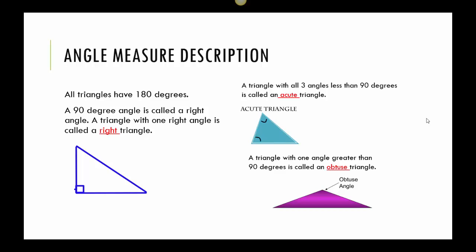A triangle that has all three angles less than 90 is called acute, and you can see that in this picture here, little, little, little. So they're all less than 90, that's acute. And then a triangle with one angle greater than 90 is called obtuse, and you can see in the picture I pointed to the obtuse angle. So I have that one that's bigger than 90, and then the other two are less than. So we had our side lengths, scalene, isosceles, equilateral, and now we have our angle measures, right, acute, and obtuse.